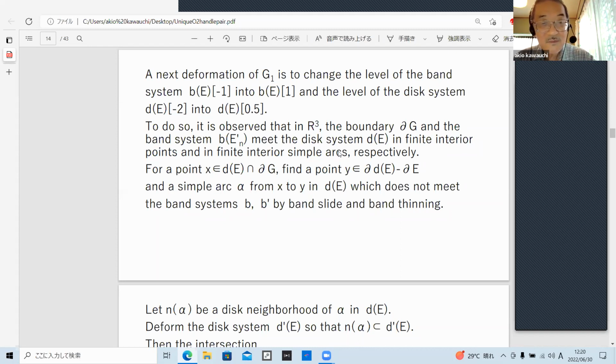And so disk level D minimal, this D means a minimal disk. It's a level up, into 0.5 level. To do so, some deformation is needed. The boundary of the surface, the loop, boundary G, and the boundary system meets a disk system in finitely many interior points and in finite simple arcs.